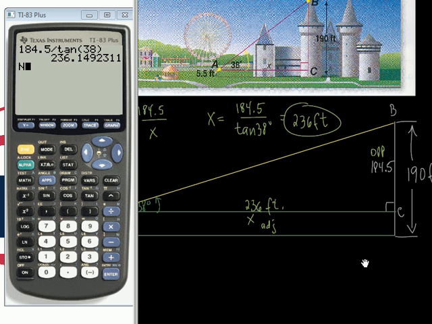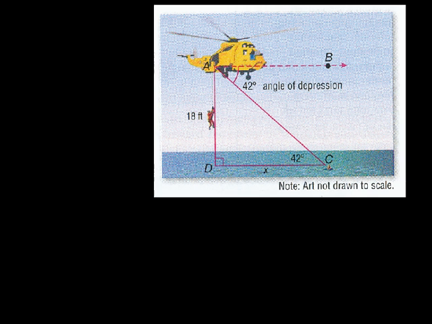I think there's one more example that we want to do, so let's try that. All right, here's another example. It's all drawn out for you, nice and pretty. So let's read it. What does it say? Search and rescue team is airlifting people from the scene of a boating accident when they observe another person in need of help. So here we go.